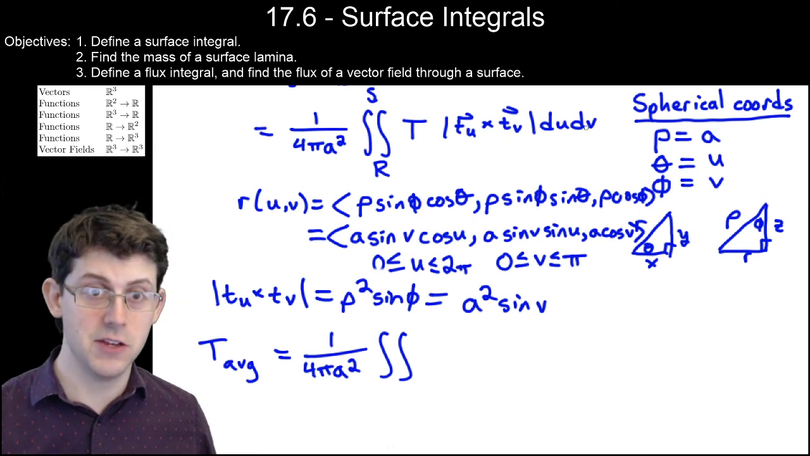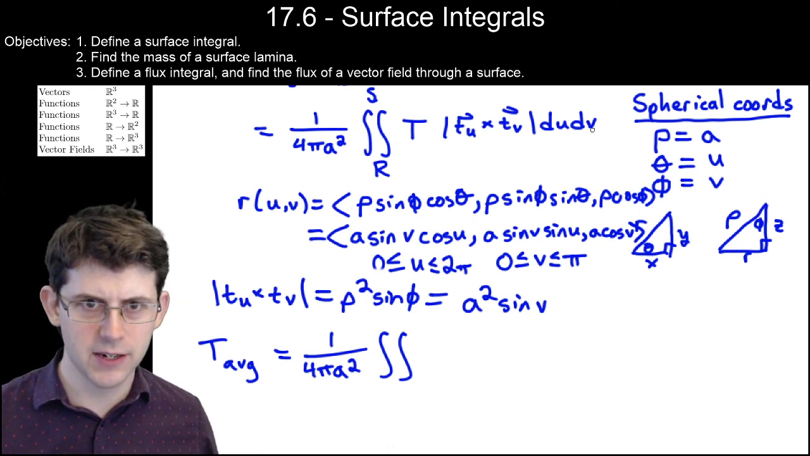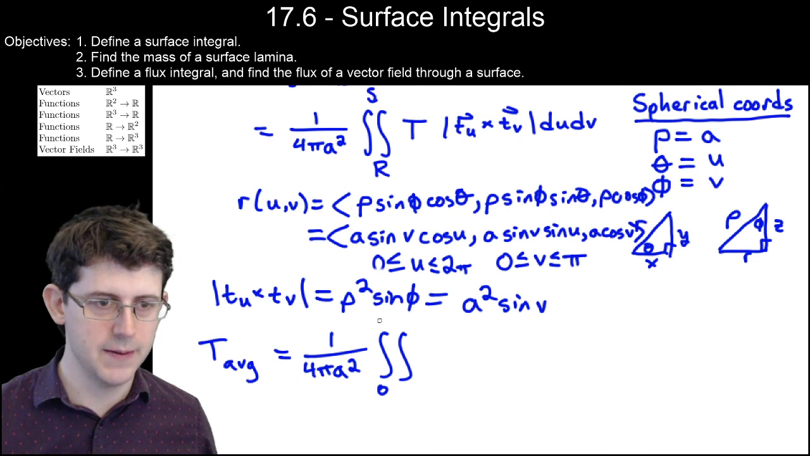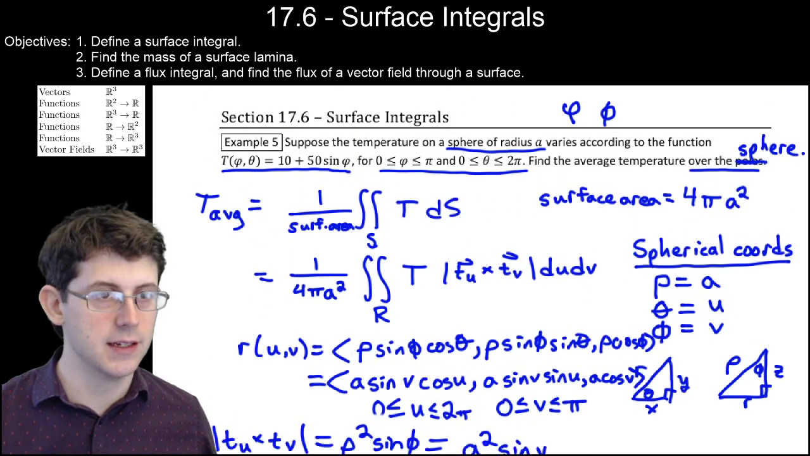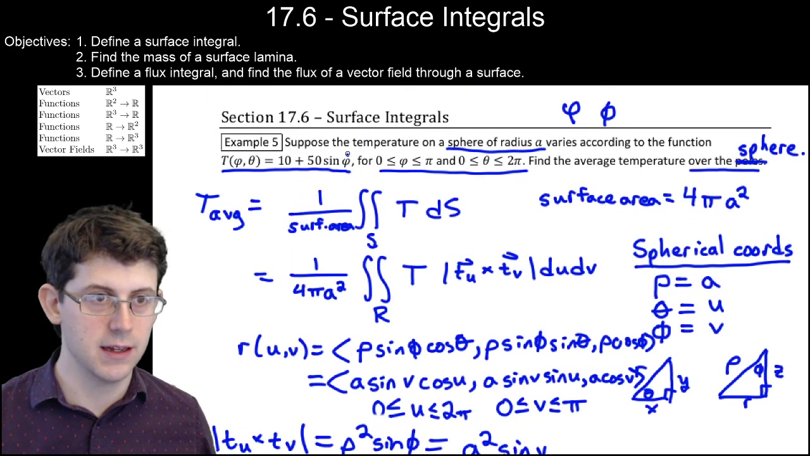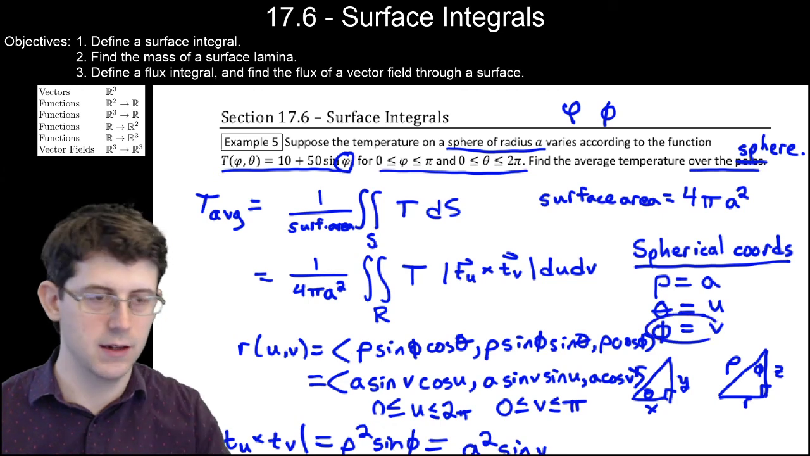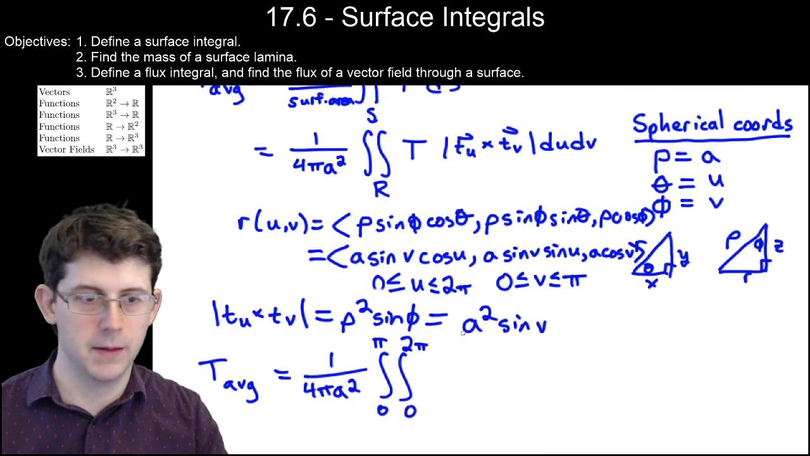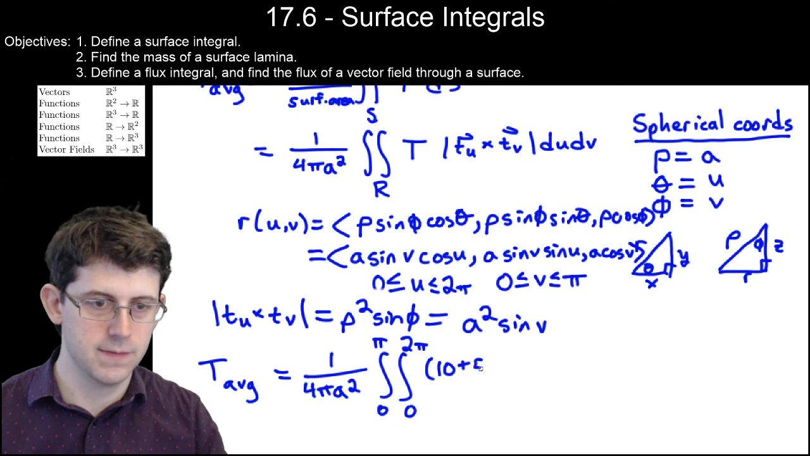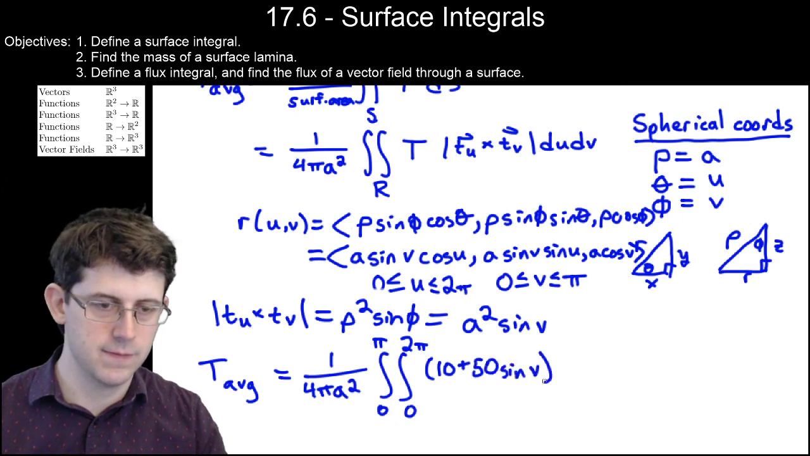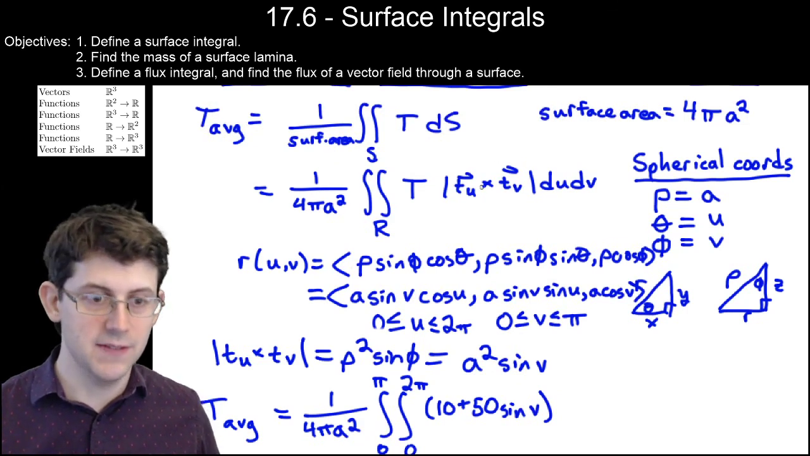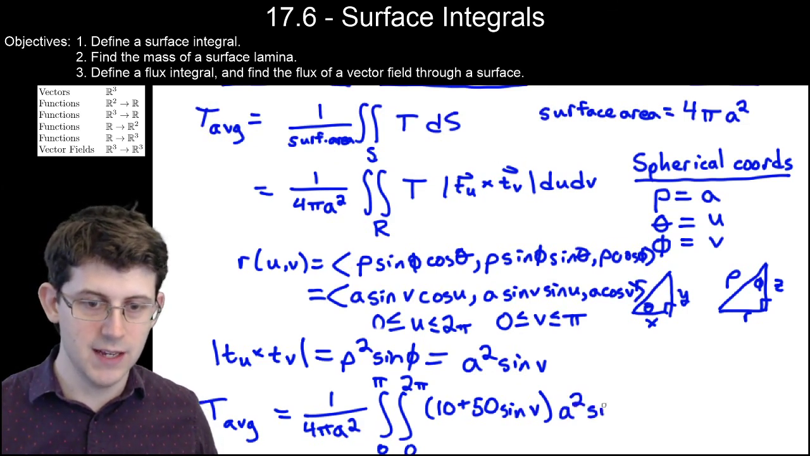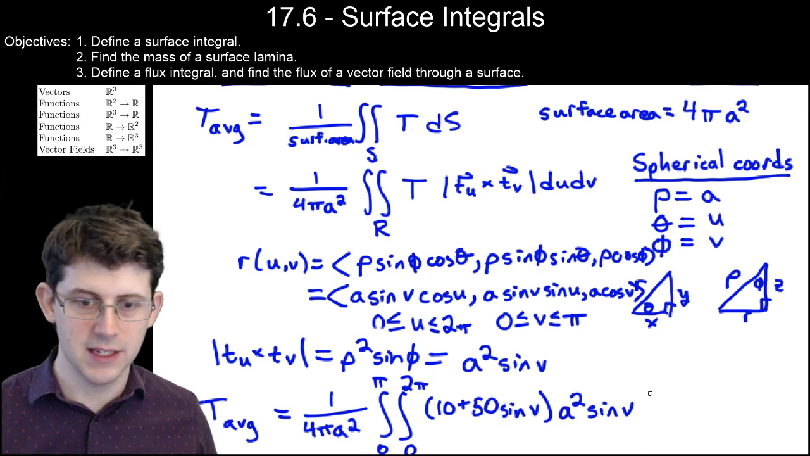My integral is now a uv integral. So the outer integral is a v integral. V goes from 0 to pi. The inner integral is a u integral, 0 to 2 pi. T is 10 plus 50 sine v. That's capital T. And then this Tu cross Tv's magnitude is a squared sine v. And then I have du dv.